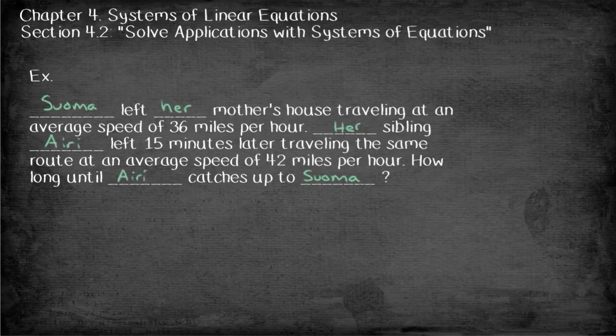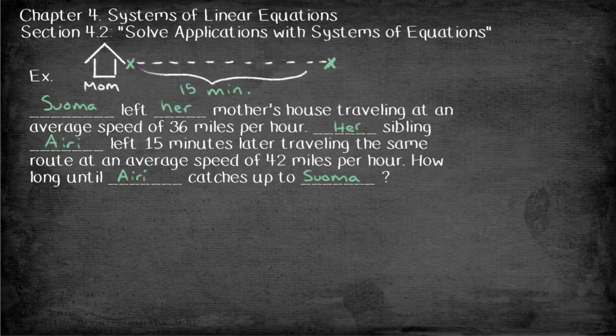Alright, so here's a diagram of this situation. Basically, Suoma leaves 15 minutes earlier than Irie does, and is able to put 15 minutes worth of distance between them before Irie starts moving. Because Irie is moving faster than Suoma, eventually she'll catch up. But we want to know how long is that going to take. And to do that, we're also going to need to know how far they've traveled away from their mom's house. So we got to name our variables. Let's do that.